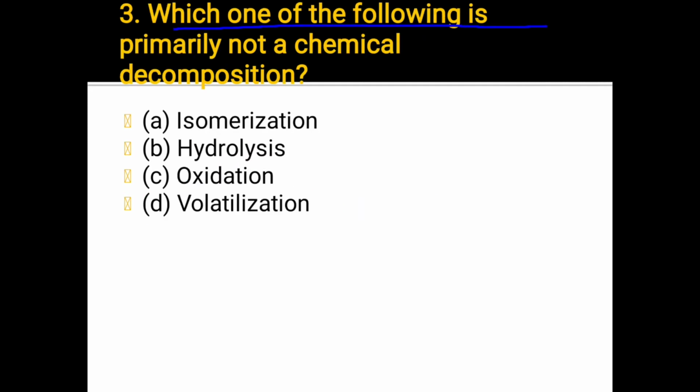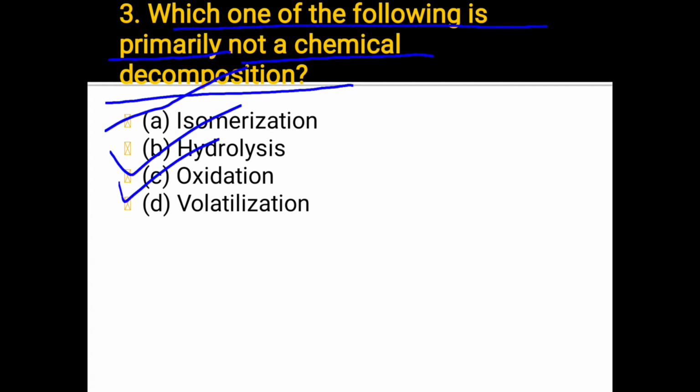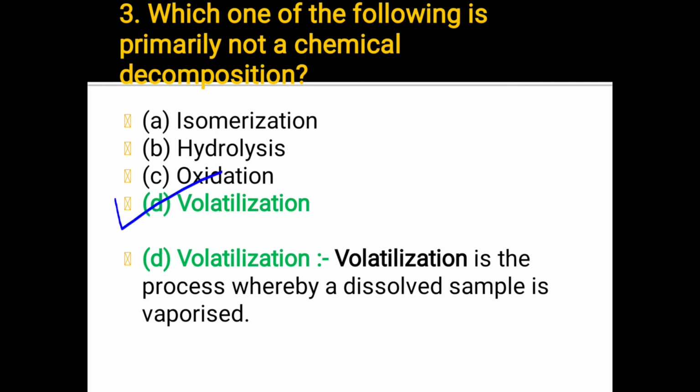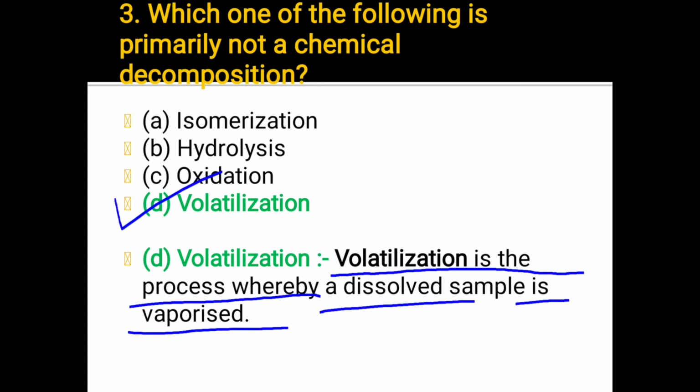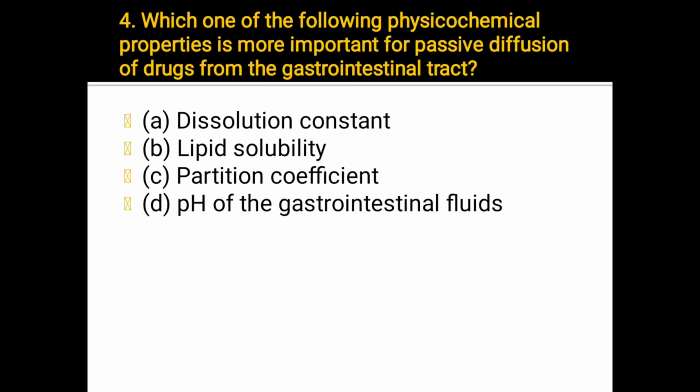Which one of the following is primarily not a chemical decomposition? A. Isomerization, B. Hydrolysis, C. Oxidation, or D. Volatilization. Which one answer? Answer is D. Volatilization. Volatilization is the process whereby a dissolved sample is vaporized, that is called volatilization. Okay, next fourth number question.